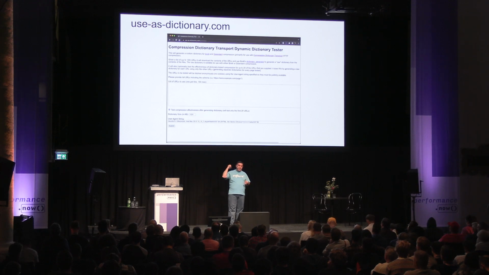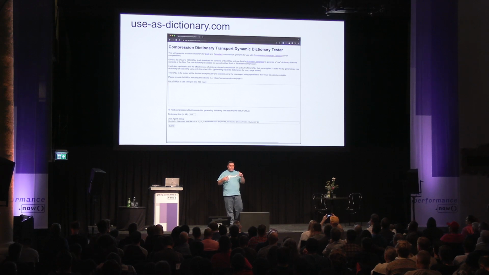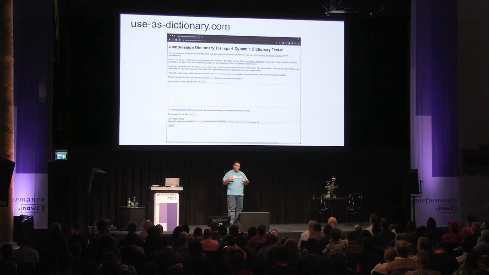One of the other things that it will do, and it's how I got the estimates for the improvements on the Etsy sites and the Bloomberg sites, is it will test the effectiveness of dictionary compression on those URLs that you provided.